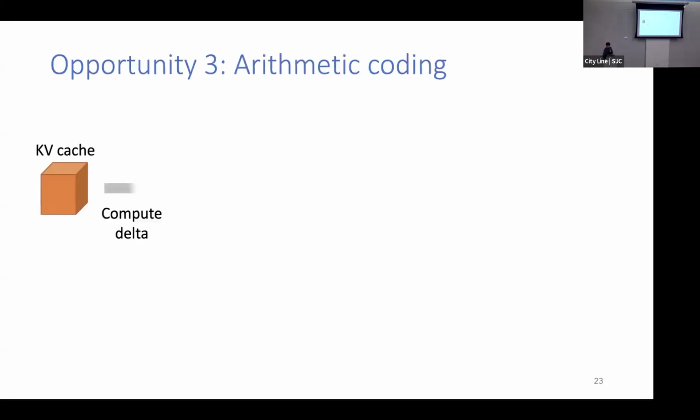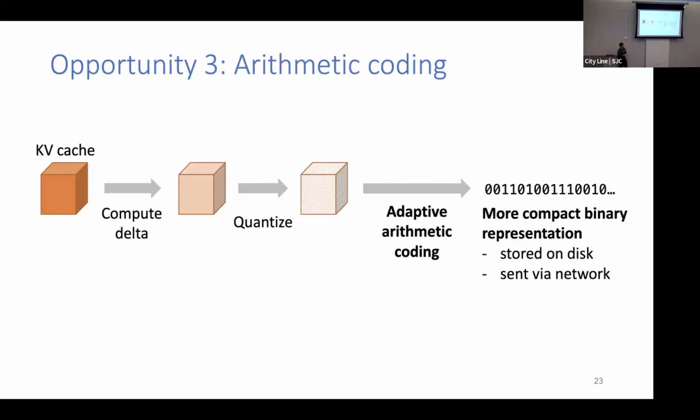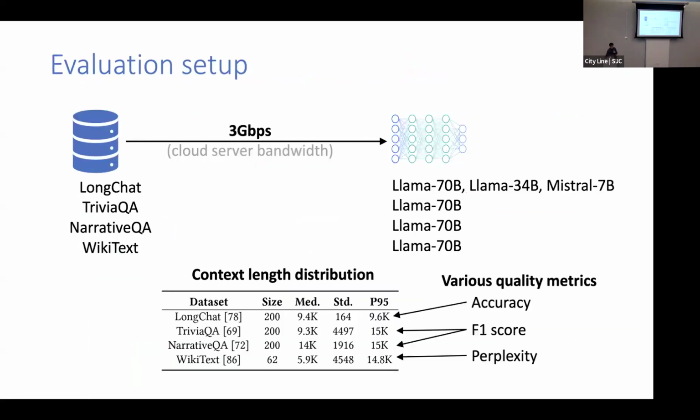And finally, this is the architecture. You have a KV cache, you compute the delta because neighboring values are similar, and you quantize it. Finally, you apply adaptive arithmetic coding to make it a binary representation that's more amenable to disk storage and network transfer. I'm going to try to move a bit faster here, just to give you an impression of what the result looks like.